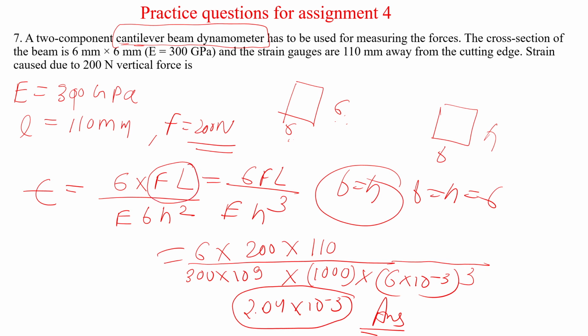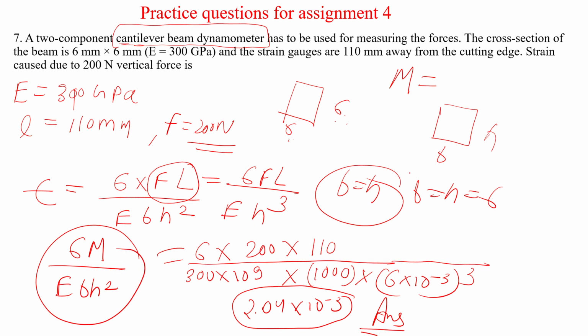Torque, moment, bending moment, you have heard, na? Sometimes F and L will not be given; instead the moment value will be given. So instead of F L you have to directly use 6 into M upon E B H square. Don't get confused, this M is only F into L. If F and L are not given, directly the value of moment is given in Newton meter. Just use that value.